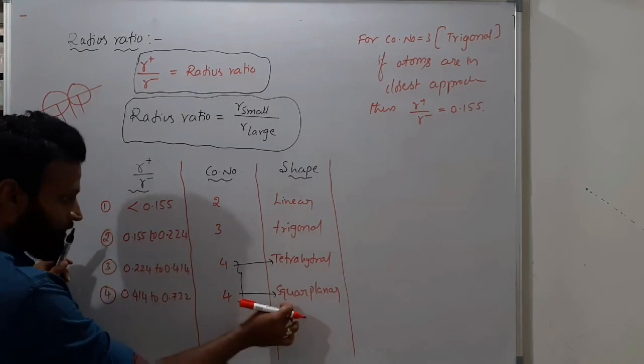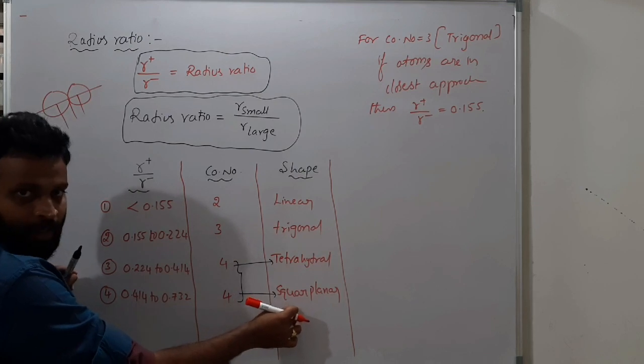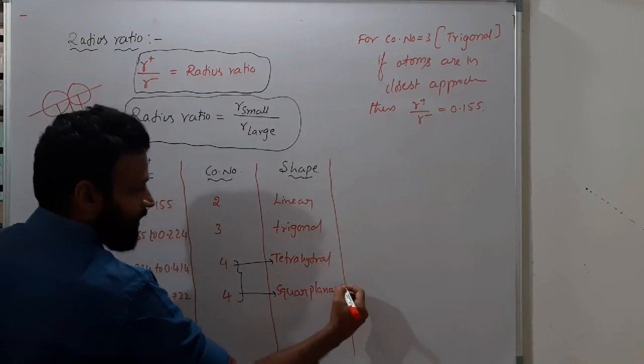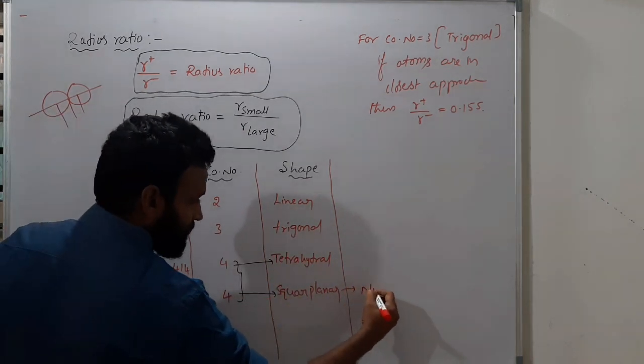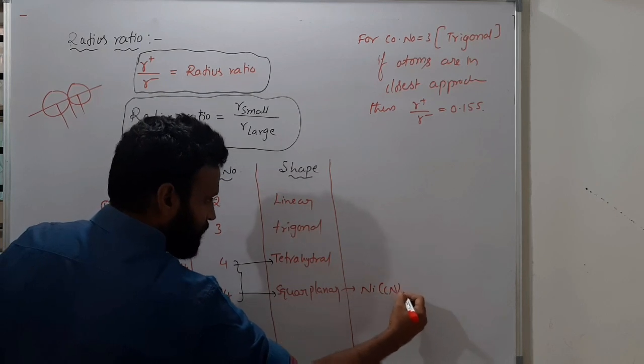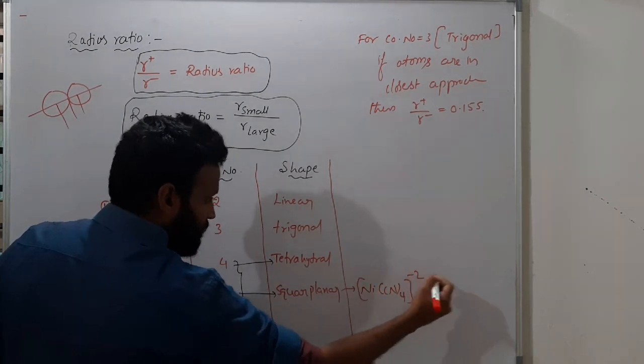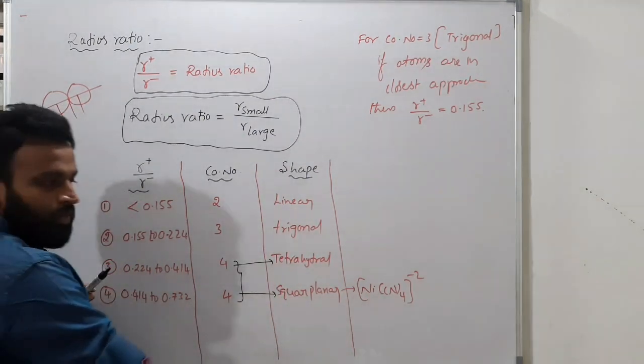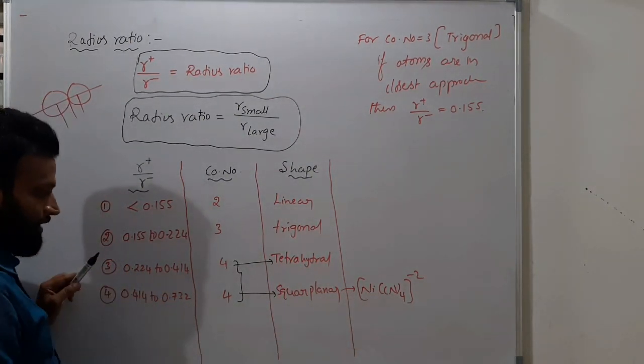In complex compounds, this square planar structure exists. Nickel tetracarbonyl like that, or Ni(CN)4 2-, these exist. Square planar structures look like this, Ni(CN)4 2-. In complex compounds we will discuss, don't worry about these structures. Their hybridizations, everything, we will discuss that.